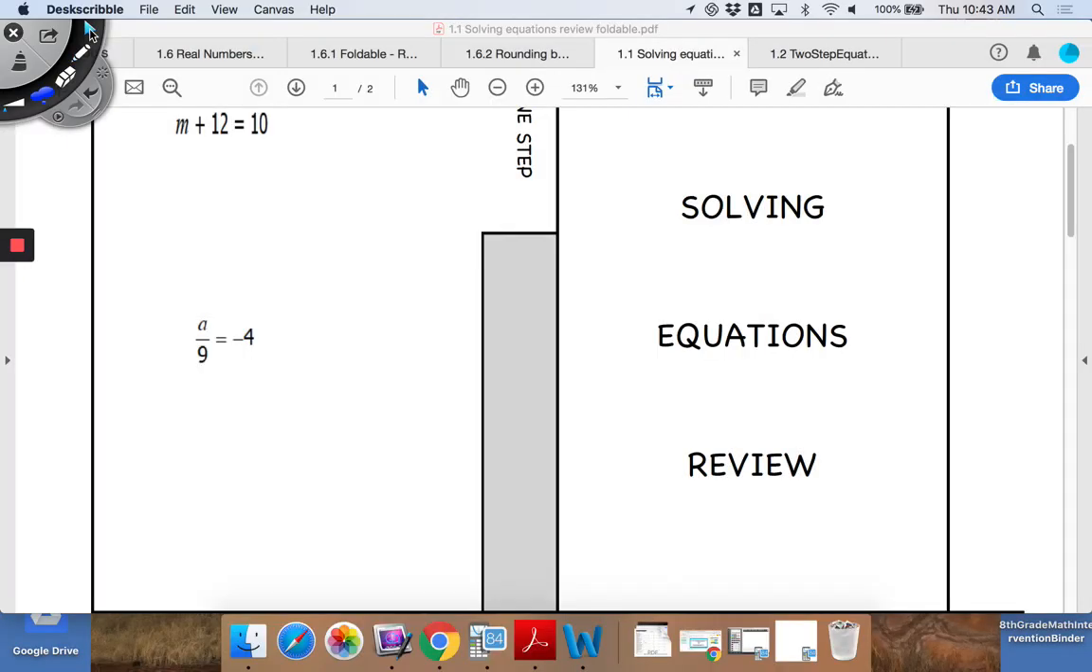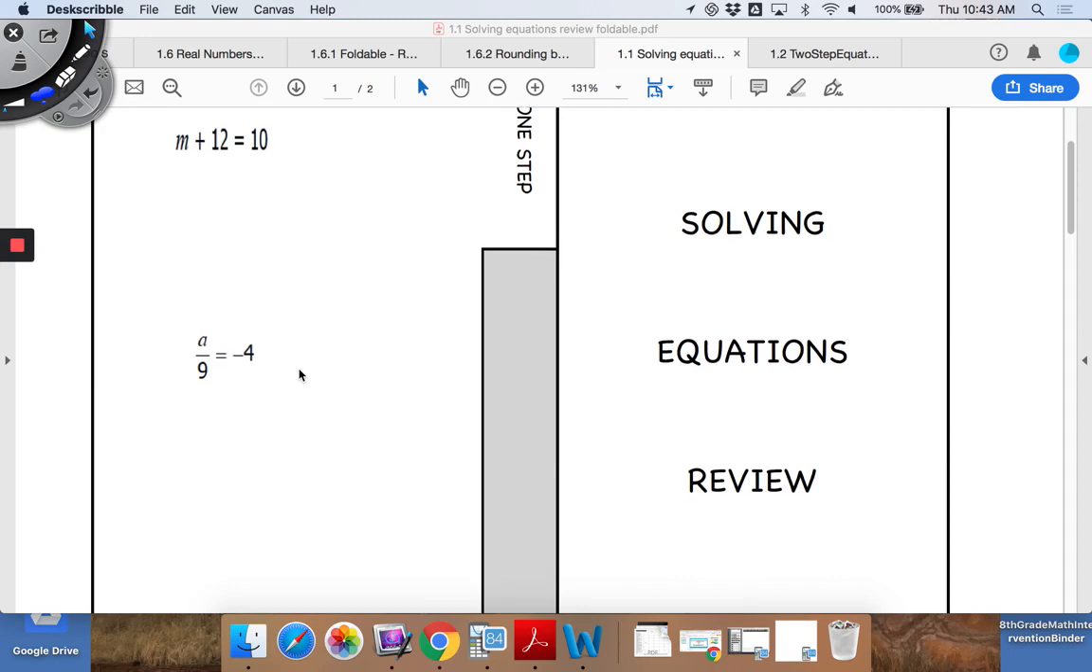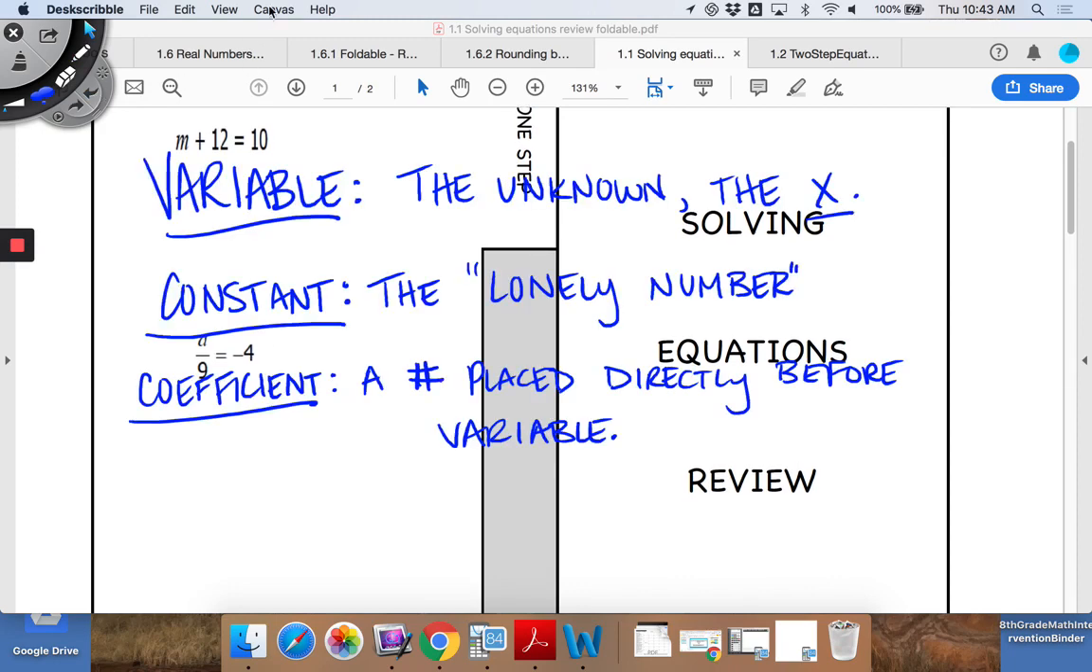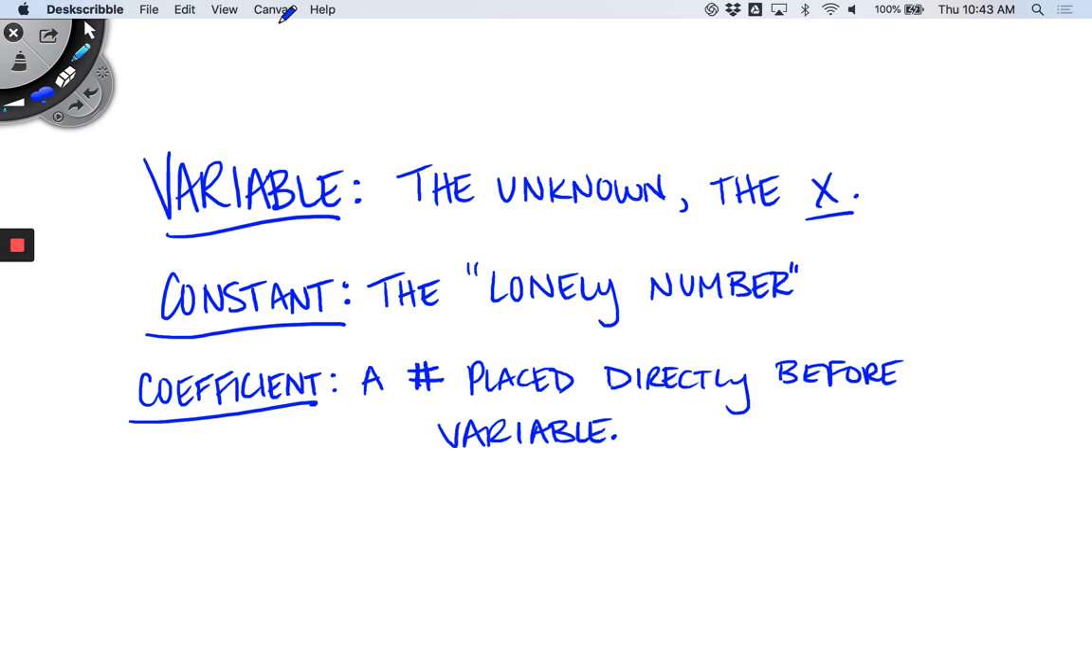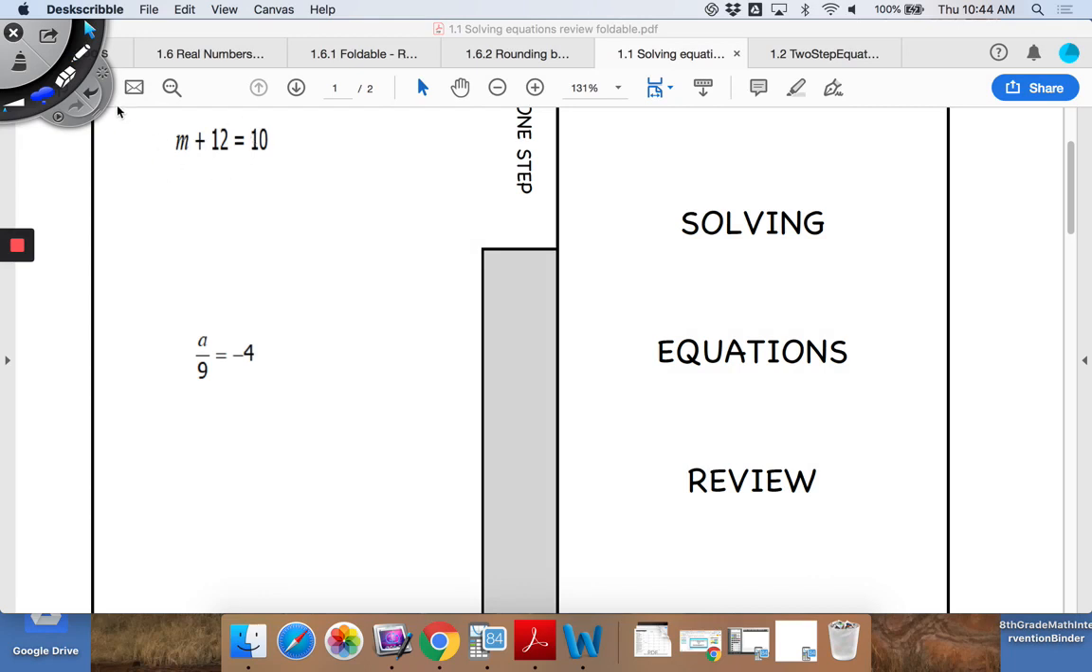Okay, so our first little section, I'm going to go back just real quick. Just make sure you have time. One-step equations literally means it only takes one step to solve them. So we're going to just start with those to get our review going. Okay, so we're starting here with m plus 12 equals 10.